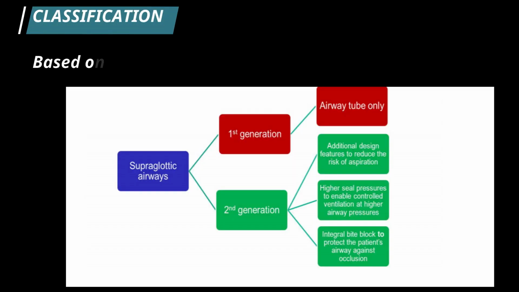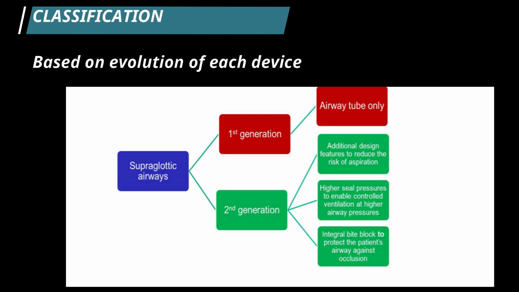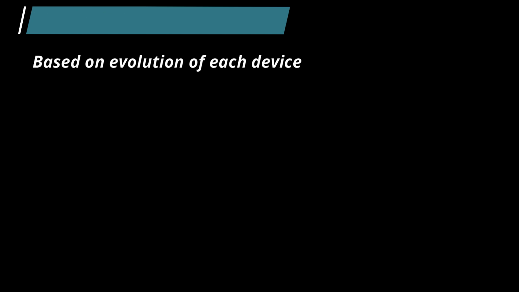Classification. Based on the evolution of each device, the supraglottic airways or laryngeal mask airways can be divided into first generation, second generation, and third generation. The first generation has the airway tube only. The second generation has additional design features to reduce the risk of aspiration. It has higher seal pressures to enable controlled ventilation at a higher airway pressure. It has an integral bite block to protect the patient's airway against occlusion.